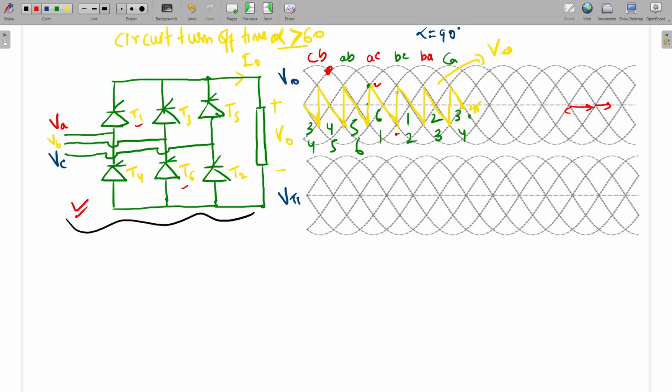Similarly, for AC, the AC reference is this one. So what is the 90 degree for AC?